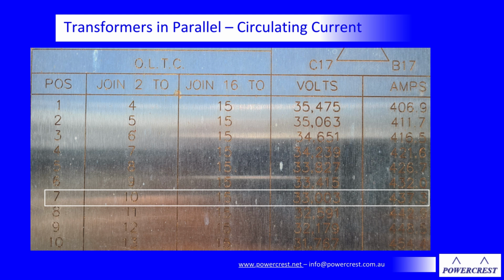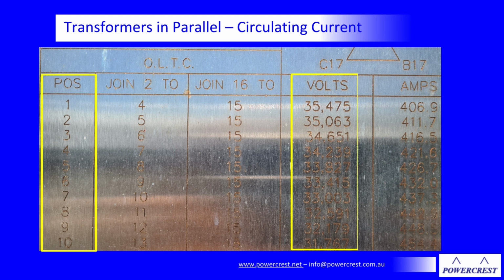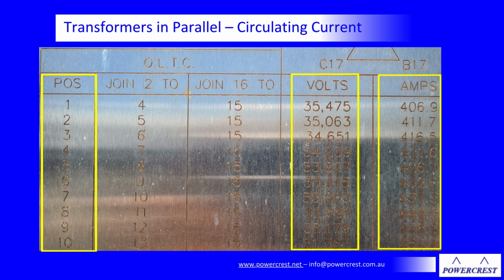Let's start off by considering a 33 kV to 11 kV transformer where the nominal tap is tap 7. Now, a typical transformer nameplate will have, amongst others, a tap position column, a volts column, and a current column. Question is why? What is the benefit of all this?